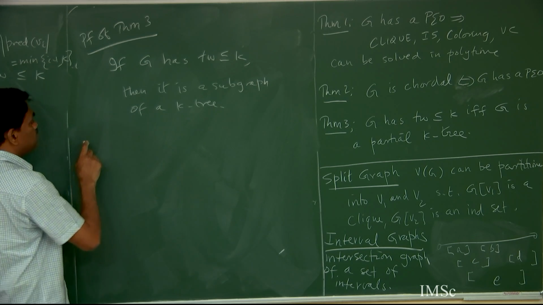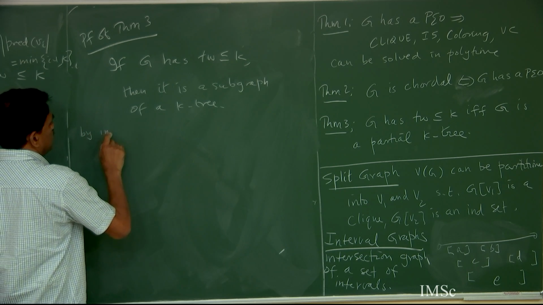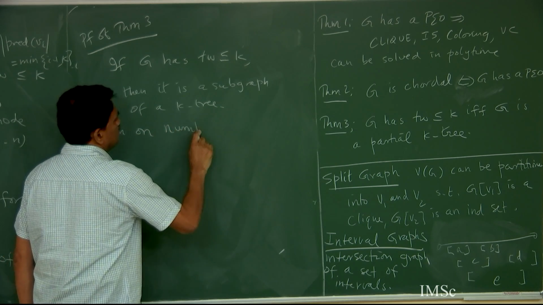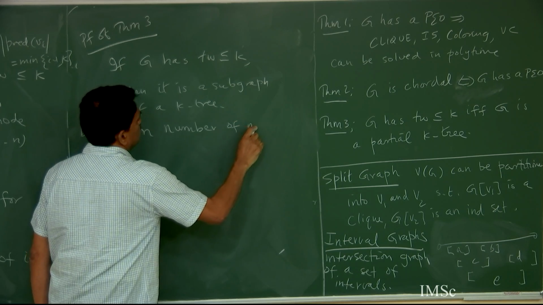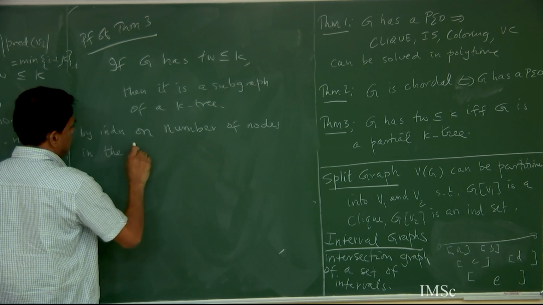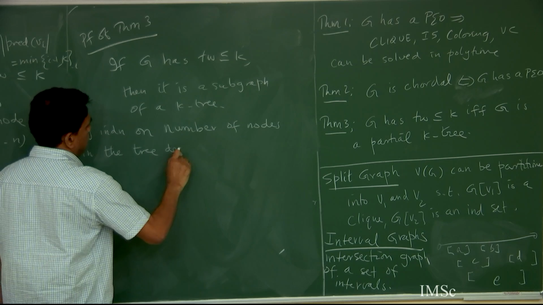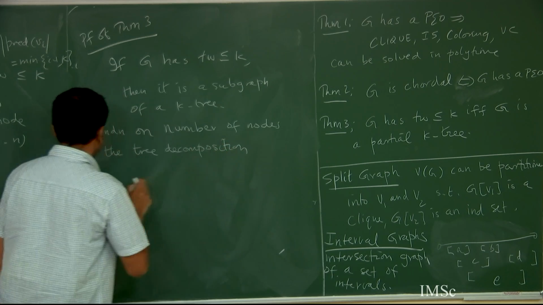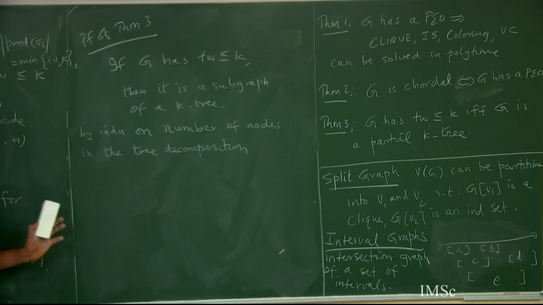And we will prove this by induction on the number of nodes in the tree decomposition. No, actually, what am I going to show? We will show that there is a simplicial vertex whose degree is at most K, that is all. Then it is like the chordal graph proof, the whole thing will work, okay.